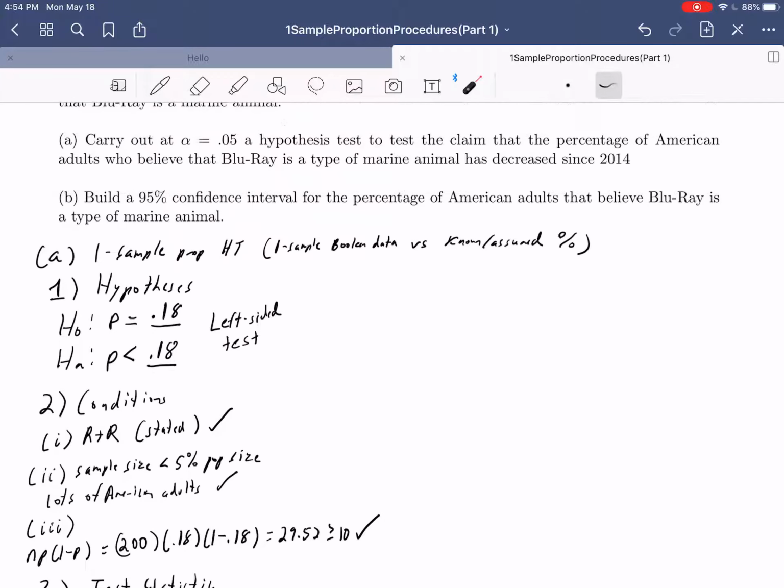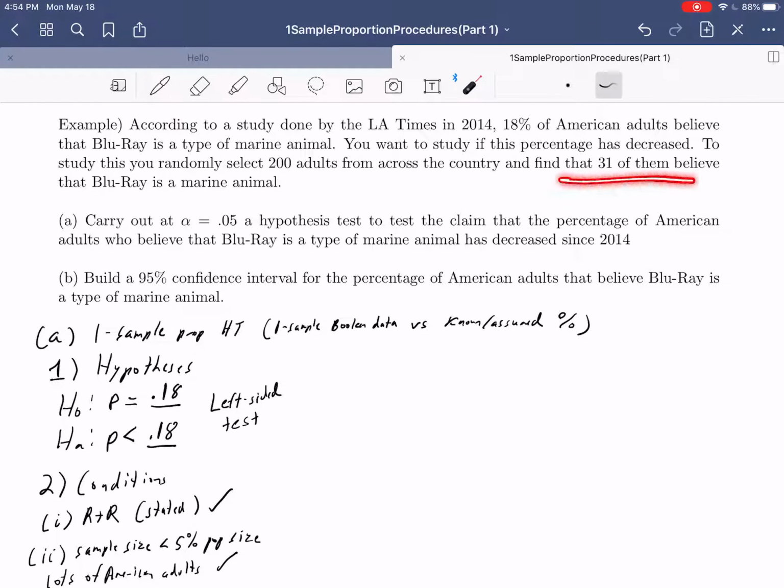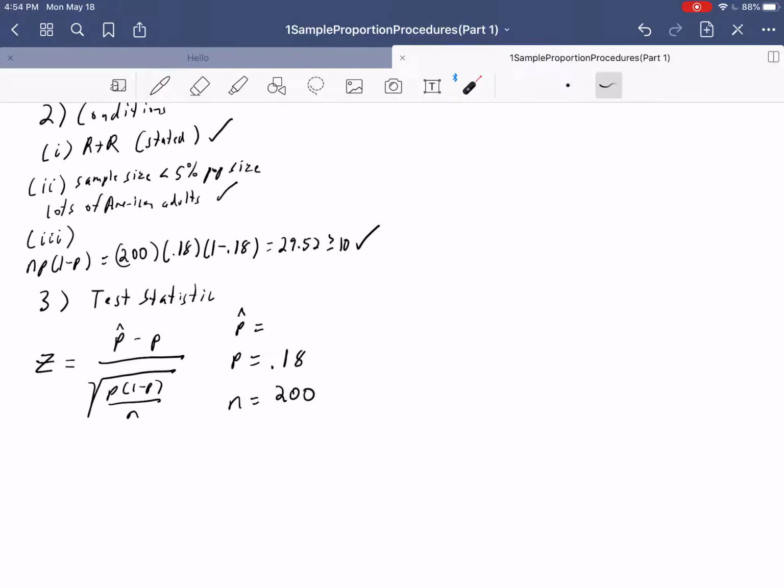So let's go back and look at our data. We saw that 31 of the people here believe that Blu-ray is a marine animal. And that was the variable that we're looking at. So those are the people that we consider successes. So we had 31 successes out of the 200 people that we talked to. So our sample proportion would be 31 divided by 200. We want to get that as a decimal there. So let's go ahead and do that. And we should get that it will come out as 0.155.